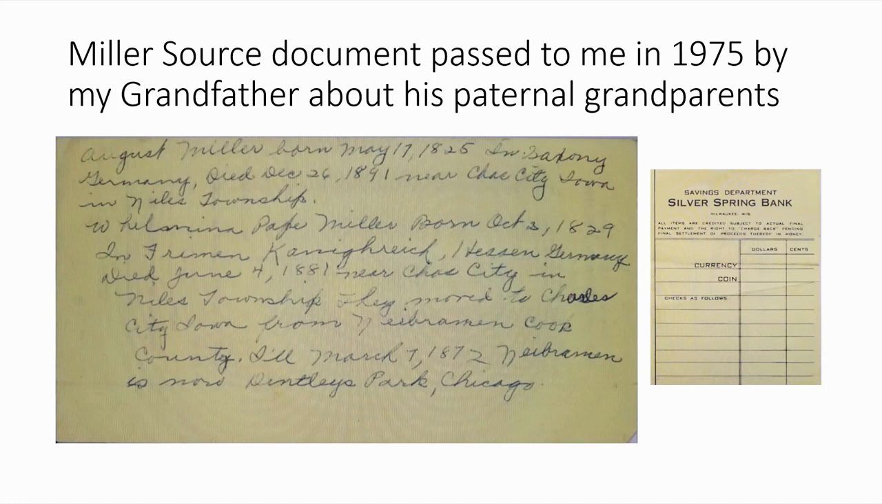And here I have an actual village. And she died on June 4th, 1881 near Charles City in Niles Township. They moved to Charles City, Iowa from Nybramen, Cook County, Illinois. It wouldn't be spelled like that, but that's an attempt to write something in German phonetically. In Cook County, Illinois, on March 7th, 1872, very specific about the date. And they said that Nybramen, which is actually New Bremen, is now Dentley's Park, Chicago. Well, actually, it's not. It's Tinley Park, Chicago, but we'll find it out later.